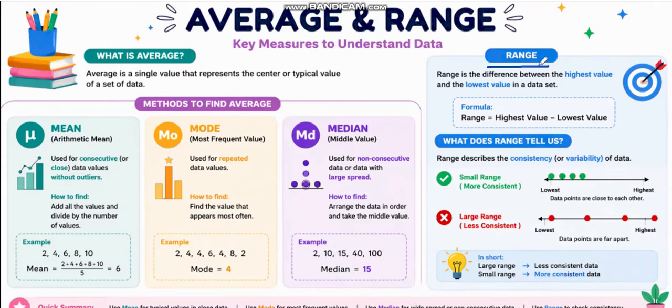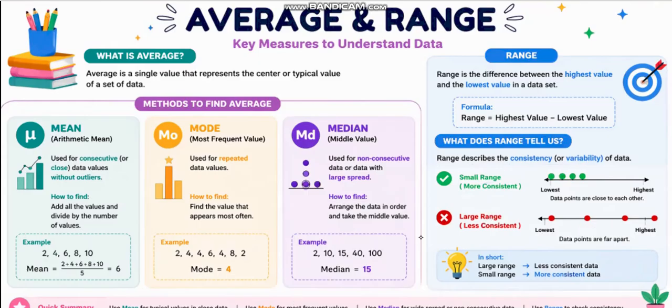Now let's talk about range. Range is basically the difference of the highest and the lowest value in the data set. You can see the formula there. And what does range tell us? Range describes the consistency or variability of the data. If there is a small range, then the data will be more consistent, as you can see there. And if there is a large range, then the data will be considered less consistent. There will be a large spread there.